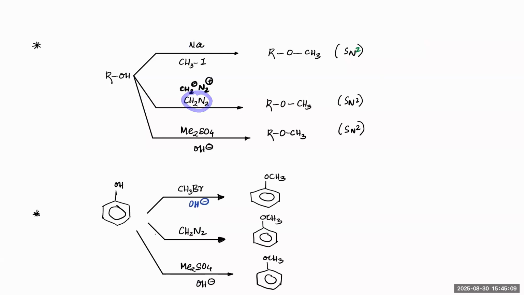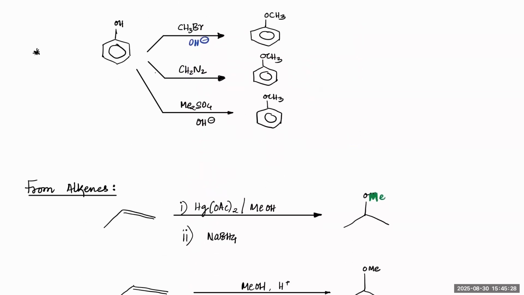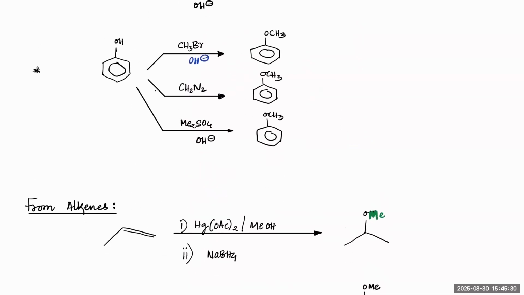If I take diazomethane, CH2 minus will take H plus away, RO minus will back attack, remove N2 gas, you will get methoxyalkane. And this also I told you, with OH minus H plus is removed, RO minus will attack on methyl, sulfate will come out, you will get ethers. The same logic can be applied for phenols also, and you will get methoxybenzene, which is anisole. These are all anisoles.